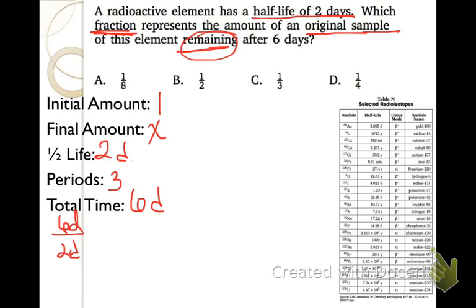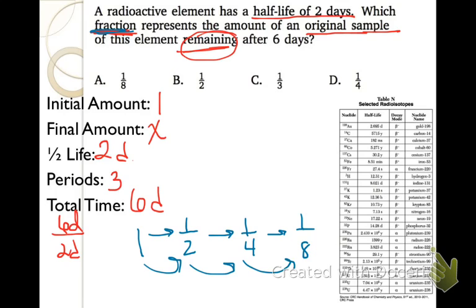So we'll take the initial amount, which is 1, because they wanted the fraction remaining. So we always start with 1. Let's cut that in half, so it should be 1/2. That's 1 period. Cut in half again, so that's 1/4. And then again should be 1/8. So we have 1, 2, 3 periods that this has undergone. So the final amount is 1/8.